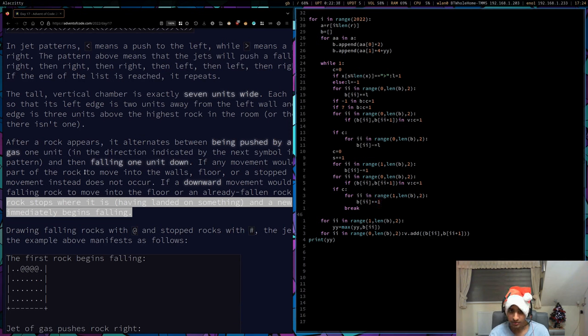Right, so at that point I then have to update the maximum y value, because firstly the answer we want is the maximum y value, and the second reason is that the next rock will fall relative to the maximum y value up here. And finally, the last thing I do is add the coordinates of this now settled rock onto the coordinate set, and then I just print out the answer.